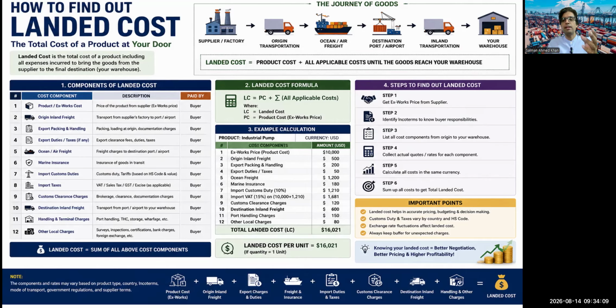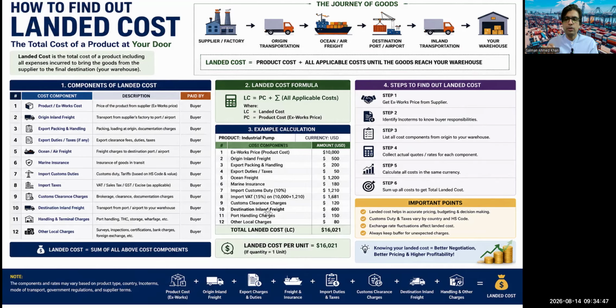Now, the ex-works price, if for example the price is in US dollars and your currency is the Pakistani rupee, or you deal in dirhams, riyals, dollars, Australian dollars, etc. You convert that currency at your exchange rate and then add the cost of the components of the landed cost step by step, as I mentioned earlier. So if the landed cost price is 16,000 US dollars, it means that it is the cost of one unit. And then you can calculate with the total quantity that you require.